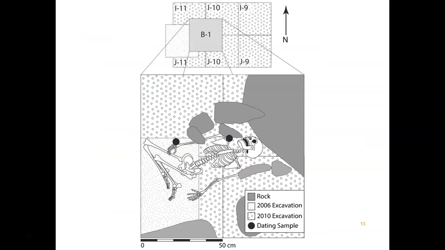Of course, mapping is really critical. So here is a reconstructed map of that individual that I showed you. So we did some piece plotting. Again, this is a highly stylized map, but this is based on the actual provenience of all the skeletal finds that we made, the dating samples we took, and also the rocks that were present in the sediment that impacted our excavation.